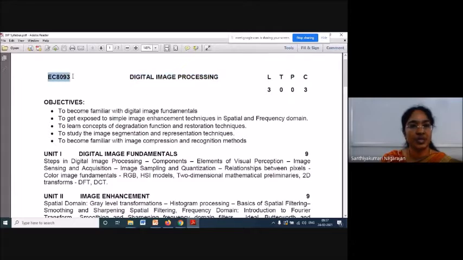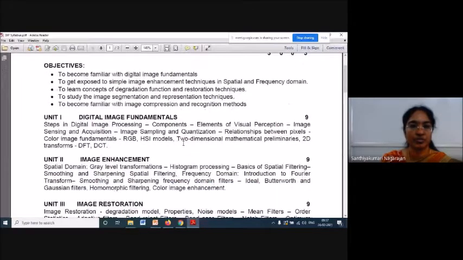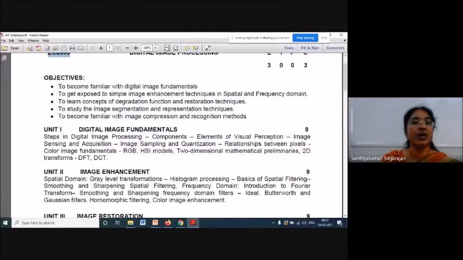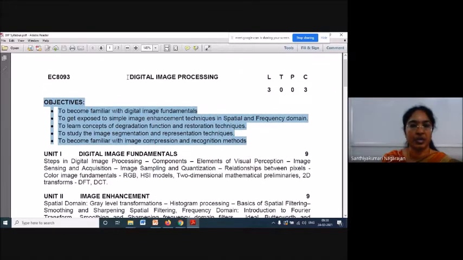The course code is EC8093. The objectives of this course are to become familiar with digital image fundamentals, to be exposed to simple image enhancement techniques in spatial and frequency domain, to learn the concepts of degradation function and restoration techniques, to study image segmentation and representation techniques, and to become familiar with image compression and recognition methods. So these are the objectives of this course, Digital Image Processing.